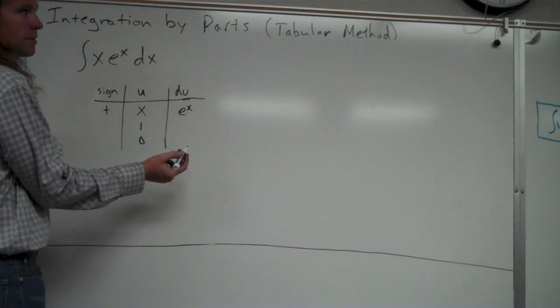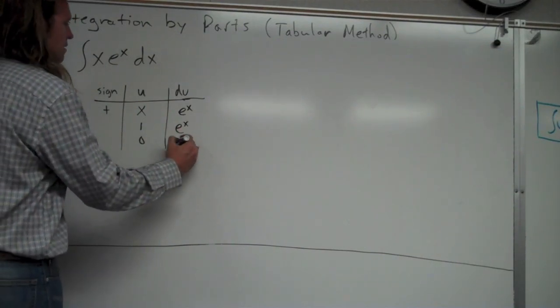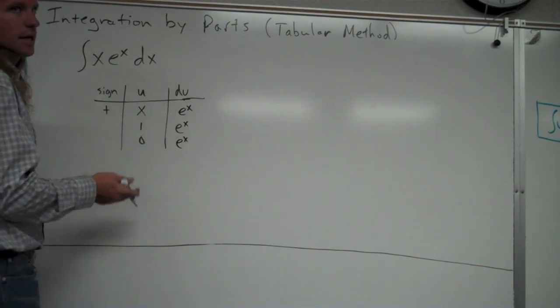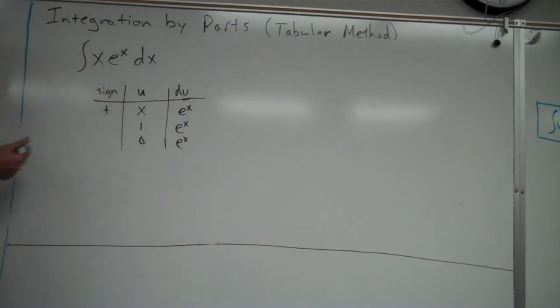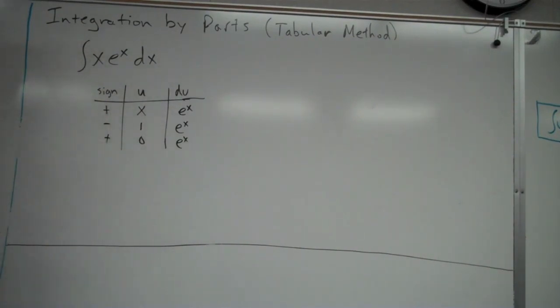So this is pretty simple. The antiderivative of e to the x is e to the x. Antiderivative of e to the x is e to the x. You just continue to take the antiderivative of each one till the end. And you'll see in the next one if you're confused what's going on. Then these signs just alternate until you get to the end.